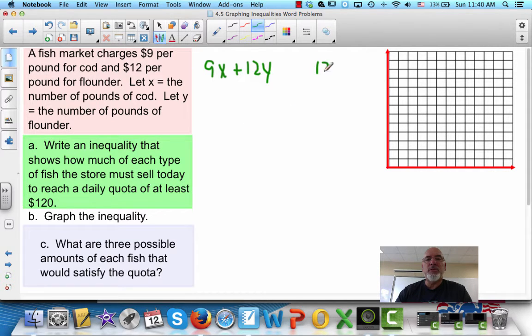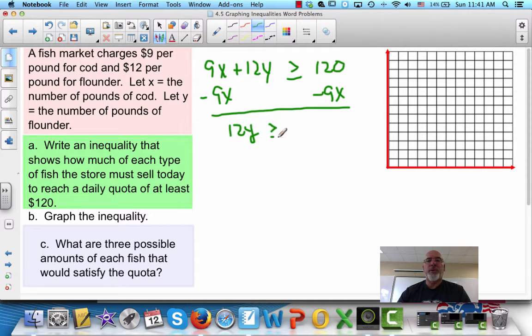At least 120. If it says at least 120, does 119 sound okay? No, because it has to be at least 120. Less than 120 is not acceptable. So it has to be 120 or more. Okay? So it says graph the inequality. Let's do our minus 9x so that we can get this in slope-intercept form. Minus 9x on this side. That leaves us with 12y is greater than or equal to negative 9x plus 120. Divide by 12 on both sides.